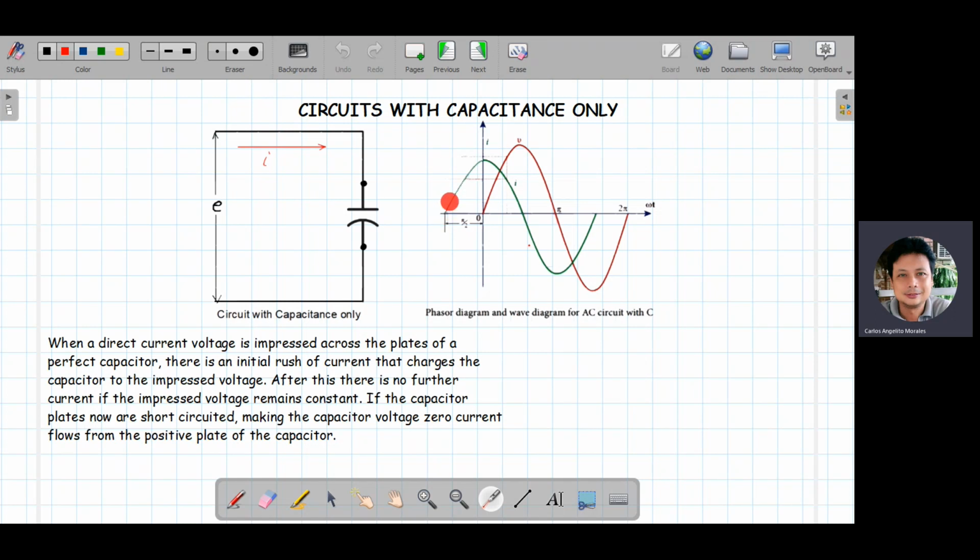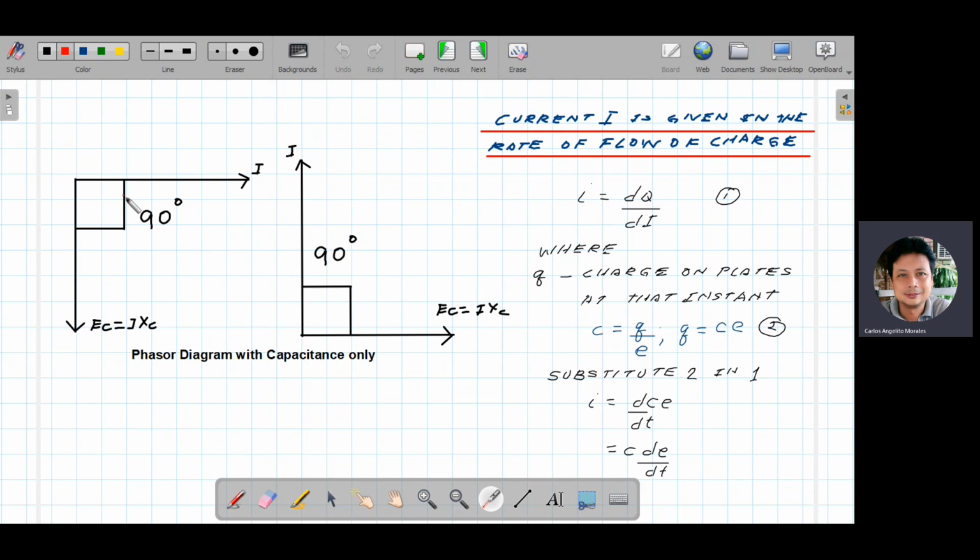Nauuna ng 90 degrees ang current sa voltage. Kaya kung pakikita mo yung vector diagram niyan, ito ang itsura, no? Nauuna yung current ng 90 degrees sa voltage. So yung E sub C, yung capacitive voltage, ang formula niya is I times X sub C. Okay? 90 degrees yan, phasor diagram. So ang kuryente raw ay binibigay sa rate ng flow ng charge ng ganito, no?